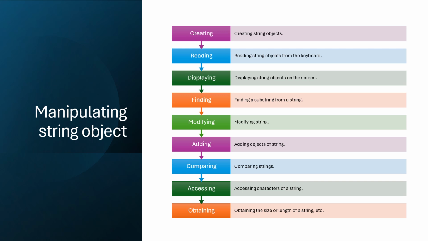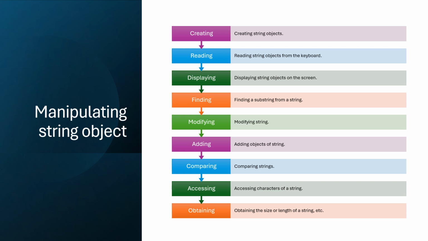Modifying means we are going to update the string. For example, it will be C++ programming. Now we extra add object oriented C++ programming. So we are adding to the string, that is, we are modifying the string. Likewise, adding means also adding an object of the string. Comparing strings can be done by relational operators. We can compare two strings by relational operation, and we can return the output. Accessing characters of the string means a single character, and obtaining the string means we obtain the size or length.